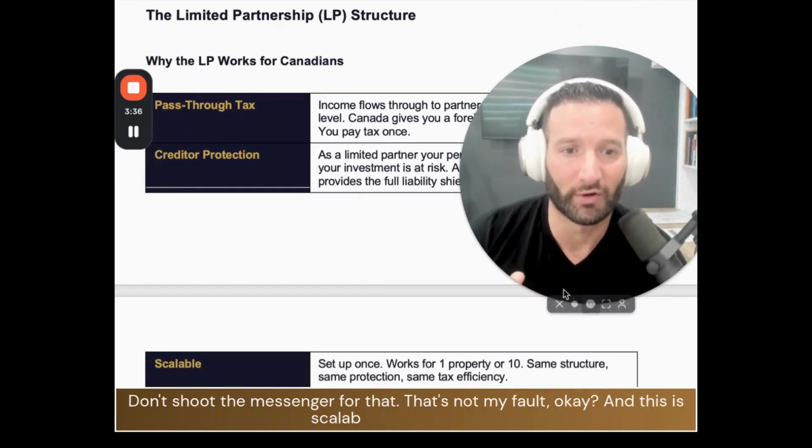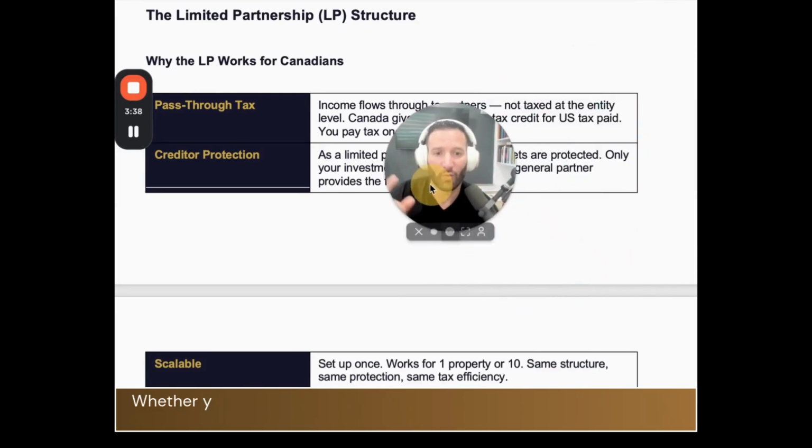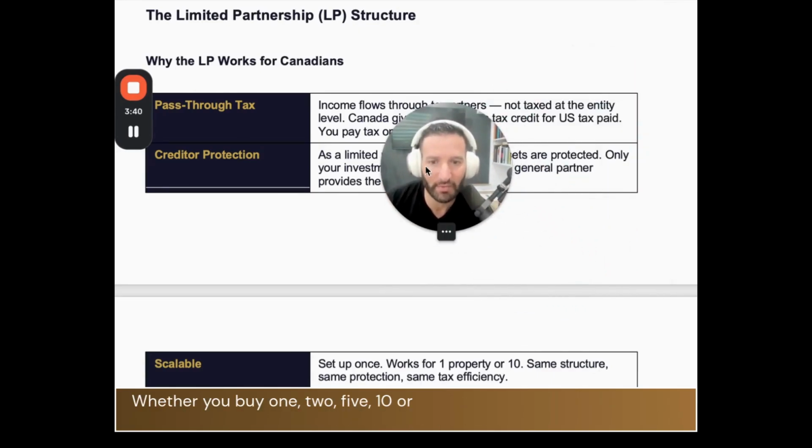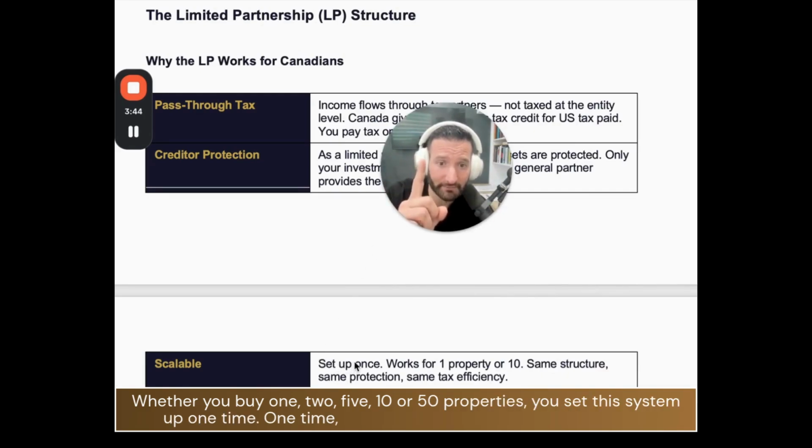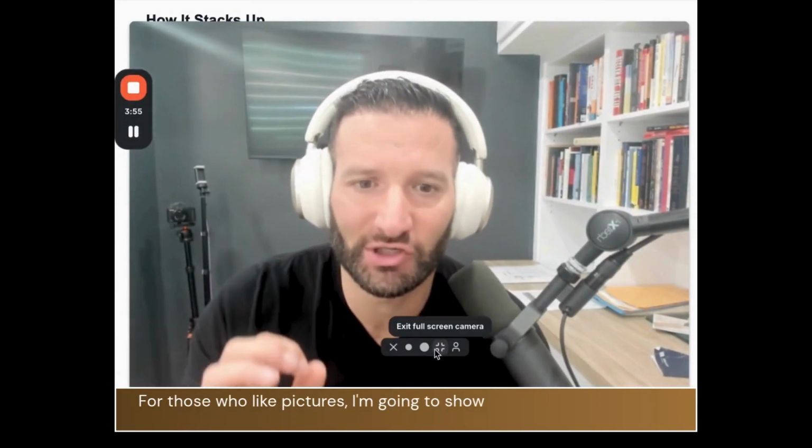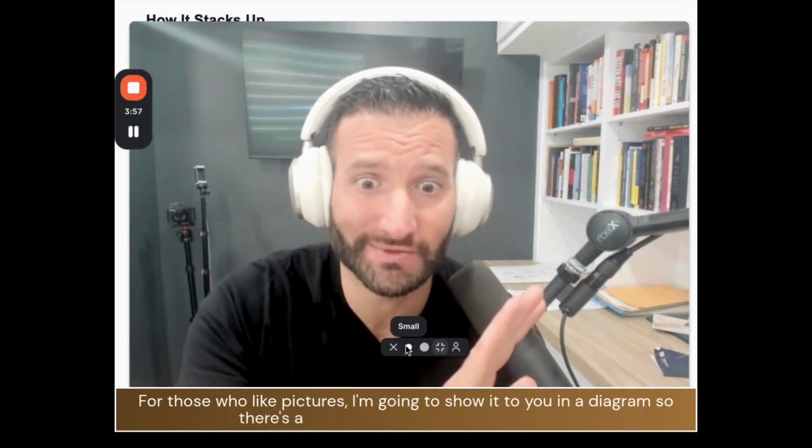And this is scalable. Very important. Whether you buy 1, 2, 5, 10, or 50 properties, you set this system up one time. One time. It works for 1 or 50 or 100 properties. For those who like pictures, I'm going to show it to you in a diagram so there's absolutely no confusion.